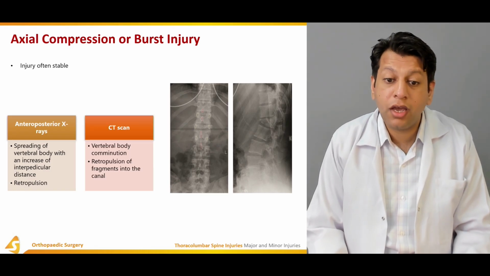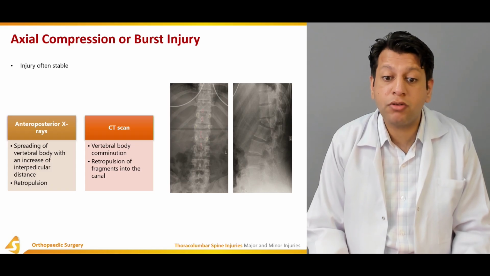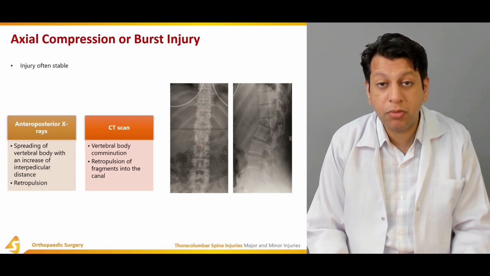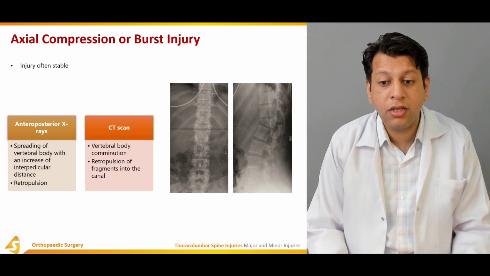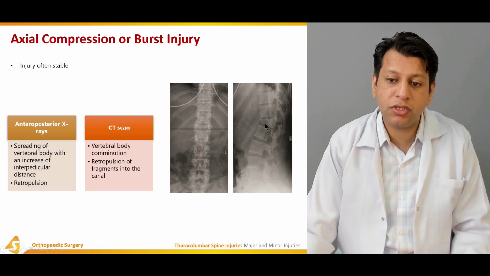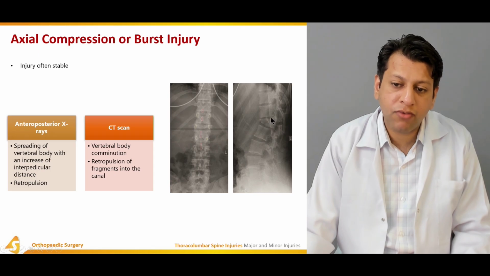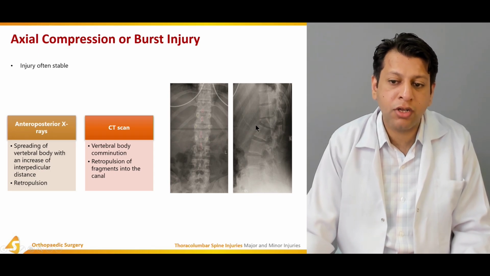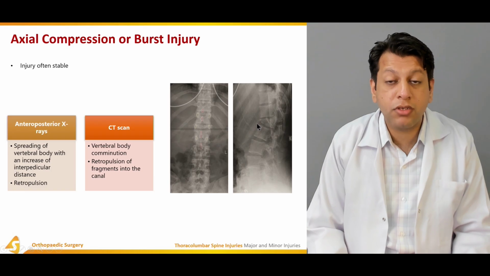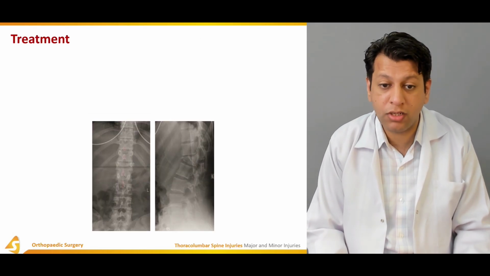cord. On CT scan, the vertebral body comminution can be clearly seen. There may be a retropulsion of fragments into the canal, which will be very much visible on the CT as well. And on the lateral view, if you see, this is an X-ray as well, there is definitely a wedge compression fracture anteriorly, and the middle column is also involved. But we are not sure whether these fragments have retropulsed into the canal or not, because these are not very much visible on X-rays. That is why we need a CT as well as an MRI.